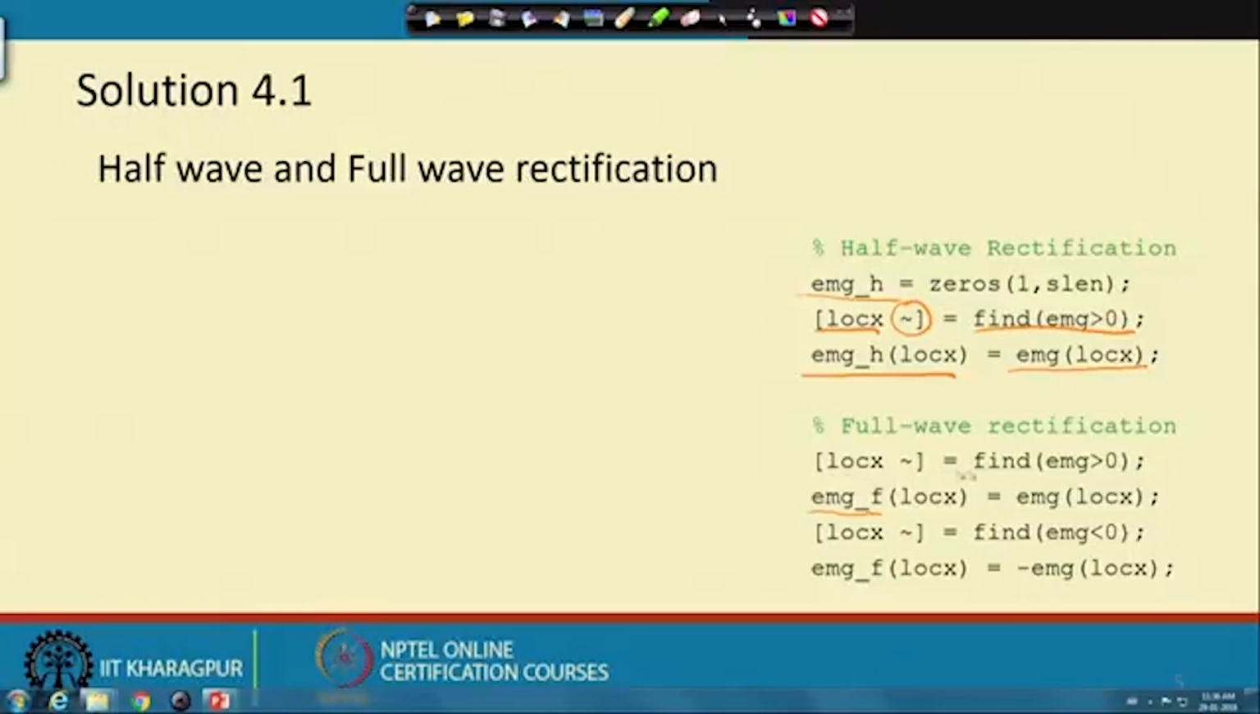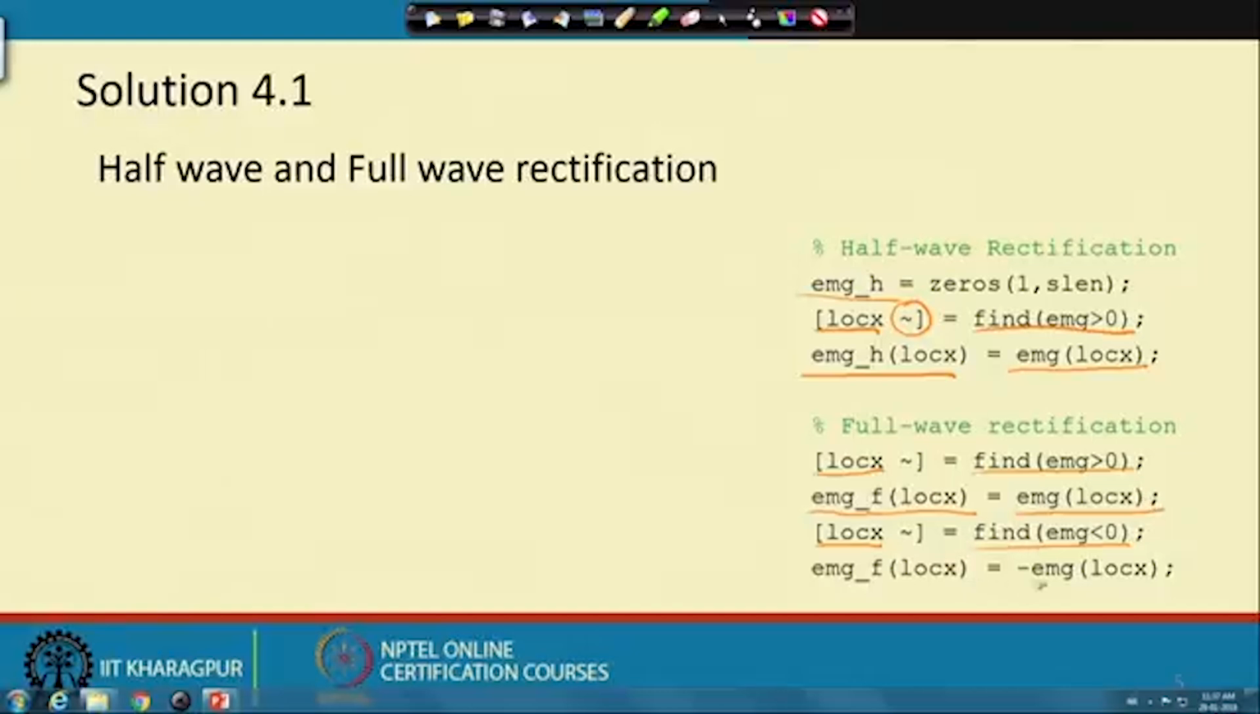Now, for the full wave, we first find where the value is greater than 0. We take that location and assign it in EMG_F. Then we find the locations where the value is negative, and please keep in mind that these two locations would be different.